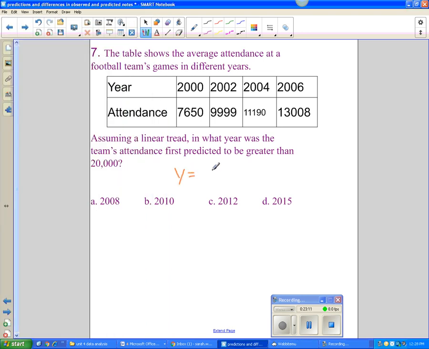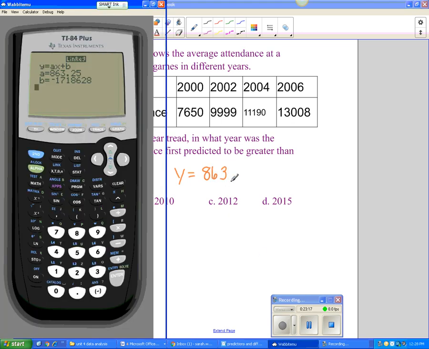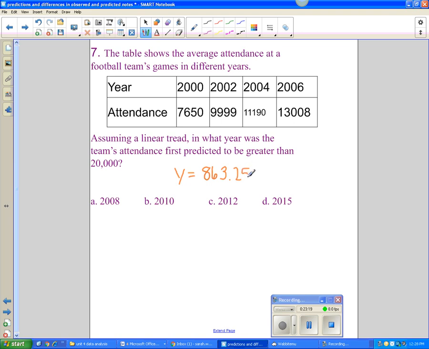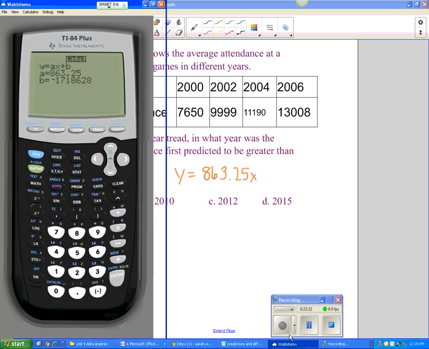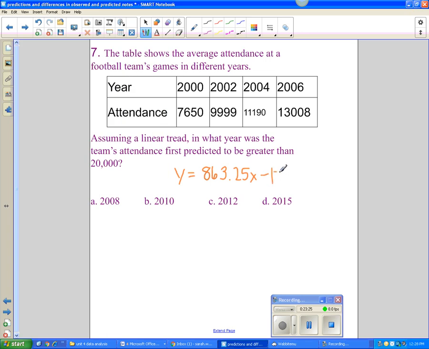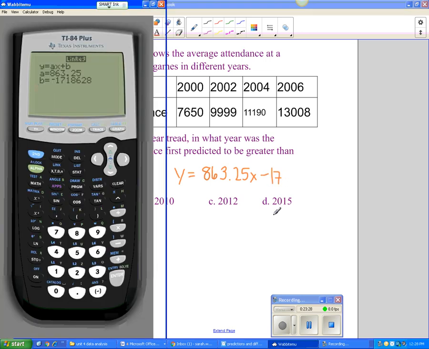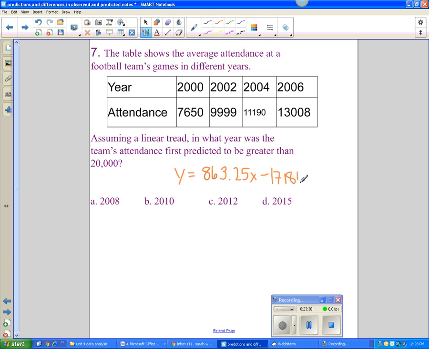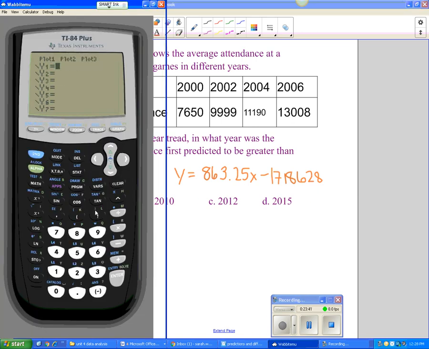Y equals 863.25x minus 1718628. All right, where do I always have to put my y equals equation? In the y equals, good. 863.25x. Pause the video if I'm going too fast.